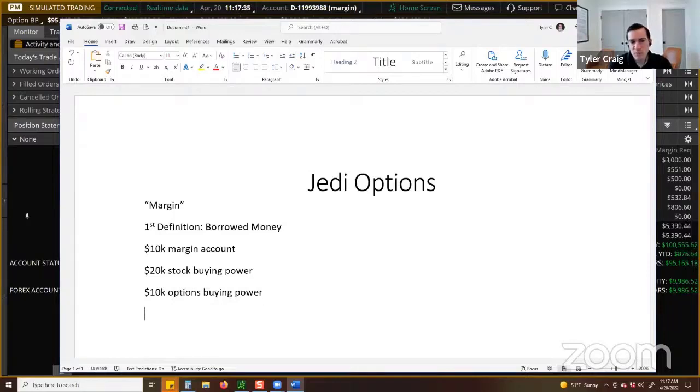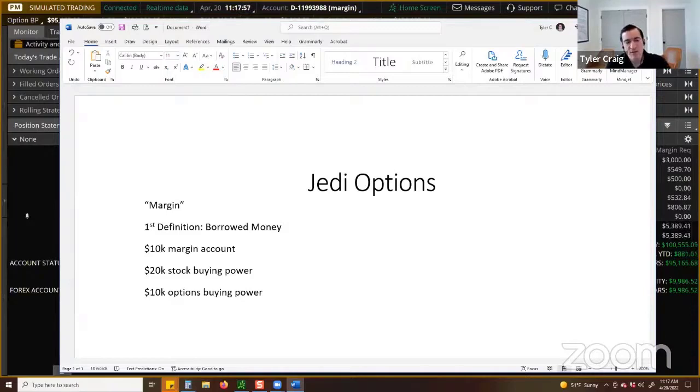So sometimes when people say, hey, I'm trading on margin, they mean that they have started to use borrowed money to introduce leverage into their trading. So if I bought $20,000 worth of Apple stock, I'm buying on margin. 10,000 of that is my money. The other 10,000 is the broker's money.